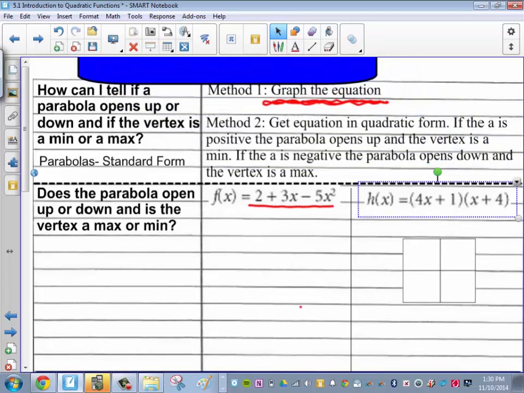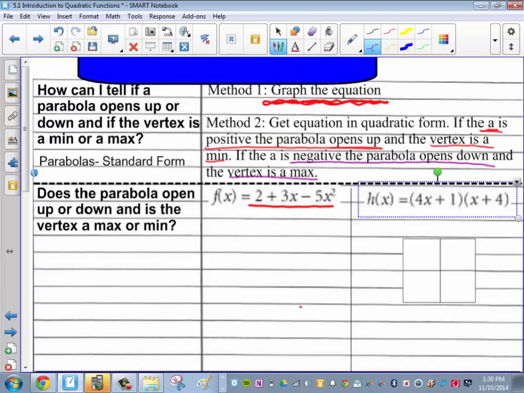And so that is method 2. Method 2 is get the equation in quadratic form, and if this A is positive, the parabola opens up. So positive is up, okay? And the vertex is a min. And then if it is negative, the parabola opens down, and the vertex is a max, okay? So let's use this information to answer this question right here: does the parabola open up or down, and is the vertex a max or a min?